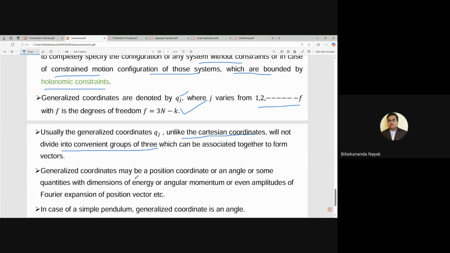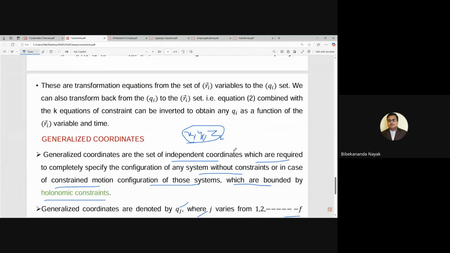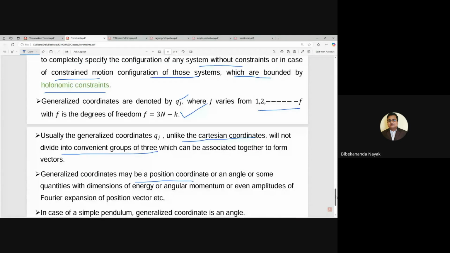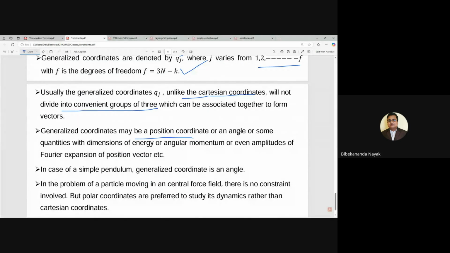A generalized coordinate may be a position coordinate. In Cartesian coordinates, you understand a position coordinate, x position, y position. But generalized coordinates are not always position coordinates. It may be an angle, some quantitative dimension of energy, angular momentum. Like in a simple pendulum, the coordinate is the angle theta. It can be any quantity. In the case of a simple pendulum, the generalized coordinate is the angle.